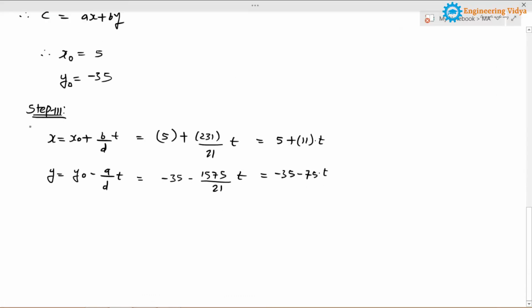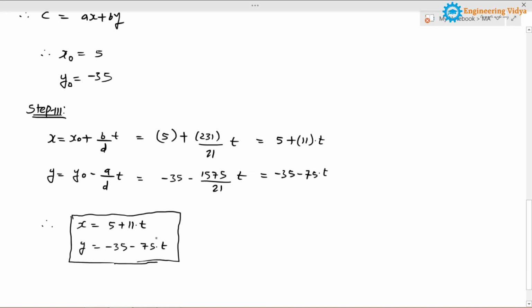Since we have calculated x, we'll write the final answer here. So x is equal to 5 plus 11 into t, and y is equal to minus 35 minus 75 into t. Hence we have calculated x and y in terms of t, and this is our final answer. So this is the end of problem number 1, and we'll come to the next lecture, where we'll solve some more problems. Thank you.